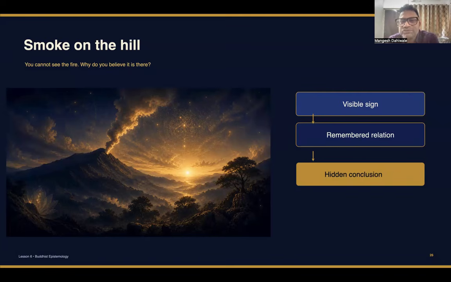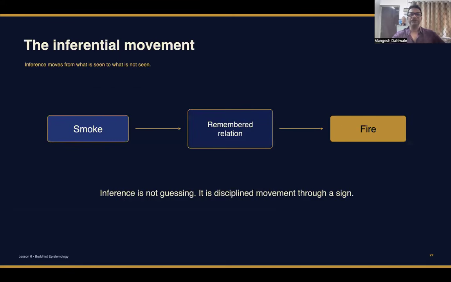So there is a visible sign of smoke, but we have a remembered relation, that we have always seen smoke with the fire. And we have seen that in the kitchen, in our houses, or in the villages when people cook something, they burn something, the smoke comes. So we have this remembered relation, and then we conclude that there must be fire because there is smoke, though we don't see the fire.